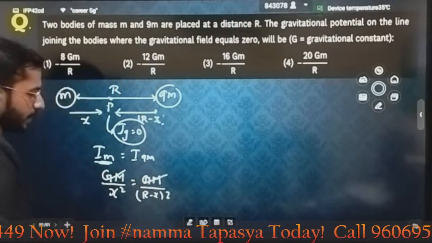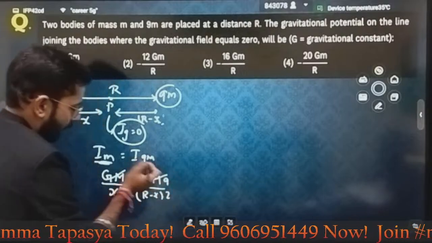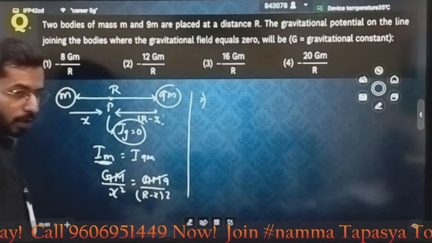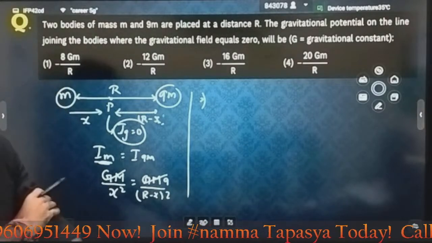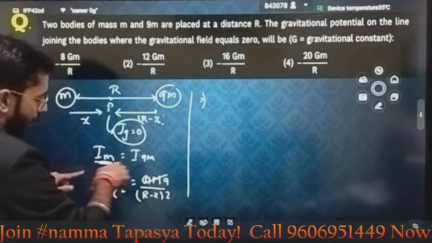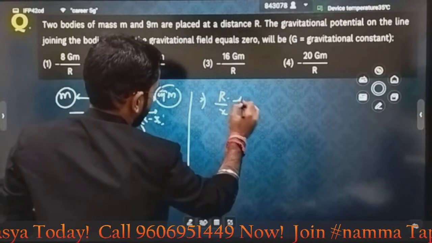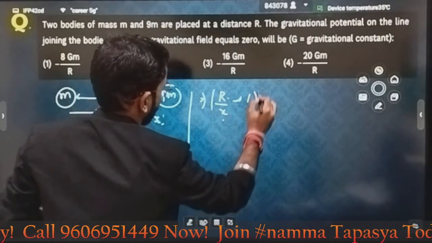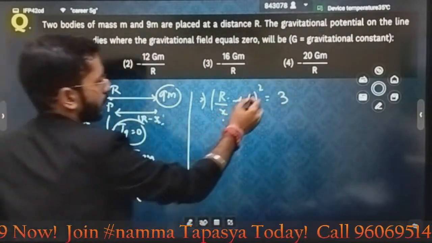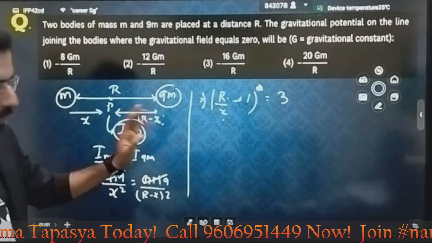Masses is m, here it will become 9m. So 9 factor will be only there. Now further solve it. I've told you there is a way to solve this question. Otherwise, don't get stuck in opening the squares. Take this complete square here, and finally you can write, I'm directly writing it, r by x minus 1 whole square is equal to 9. That means it will become 3. Now the square you can remove because I have applied square root on the other side. This step is clear. I've skipped some baby steps.